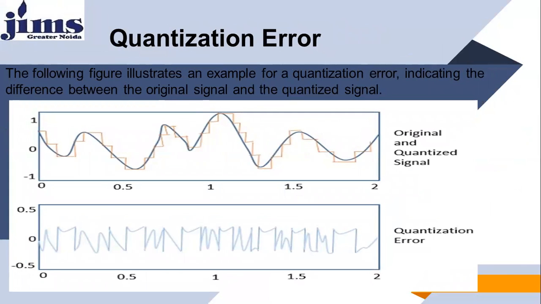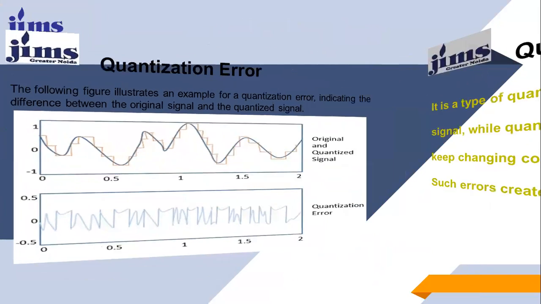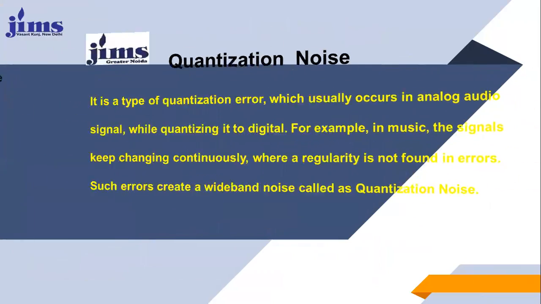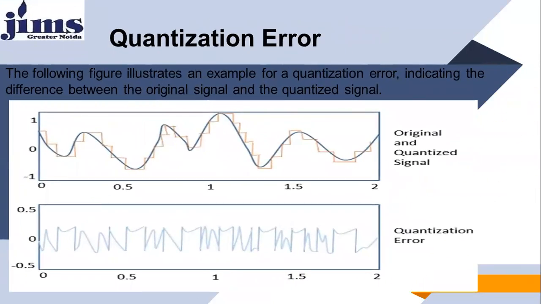Now look at this figure. The following figure illustrates an example of a quantization error, indicating the difference between the original signal and the quantized signal. So in this particular picture, we have two signals. One is the original signal, shown in blue, and we have a quantized signal, shown in red, right?